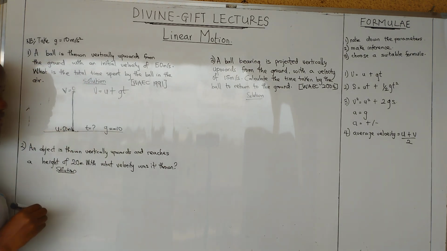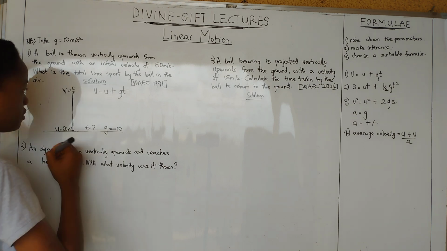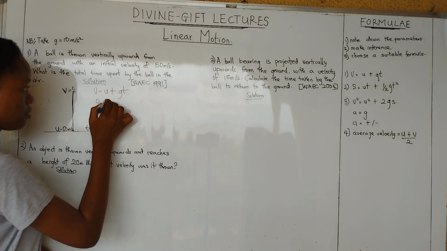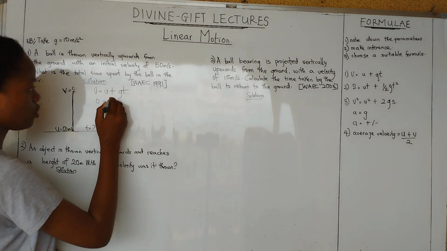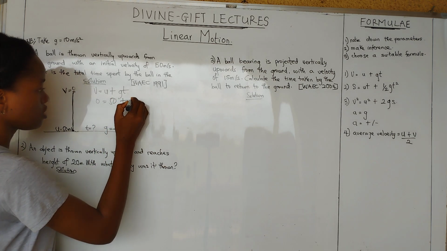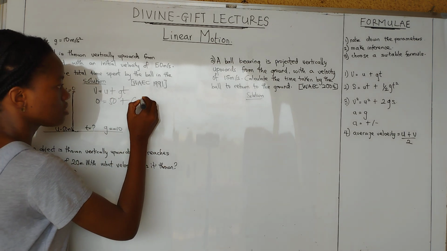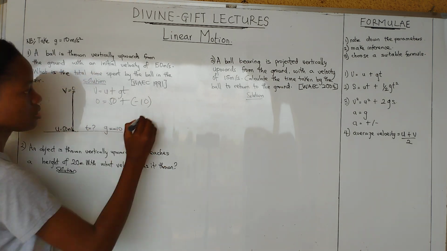So we are just going to put it as negative, and then we are going to solve. V, which is 0, we'll put that in. U is 50 plus what? Minus 10t.